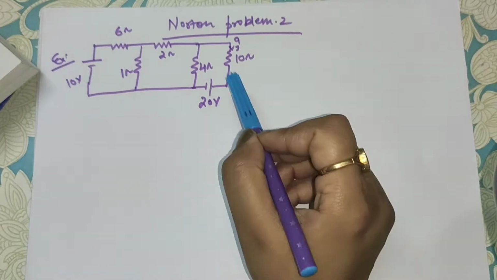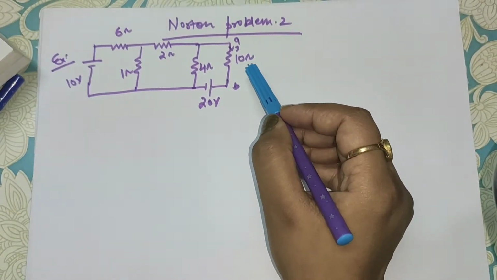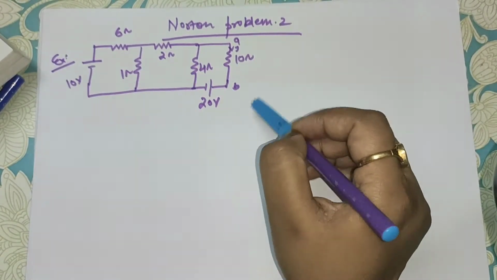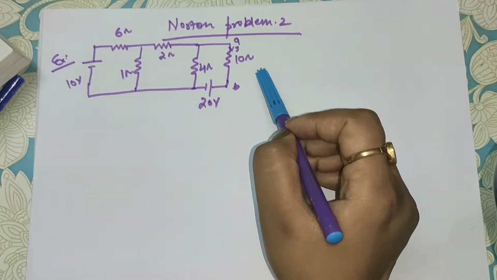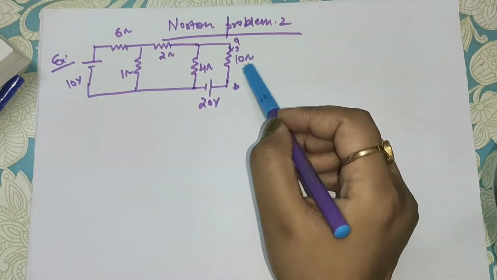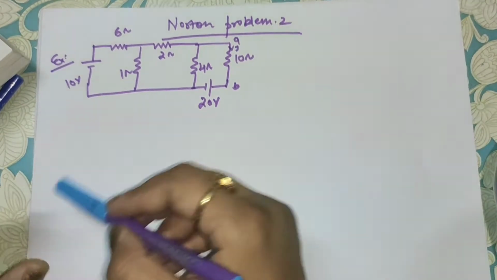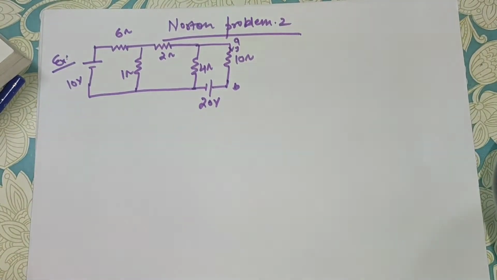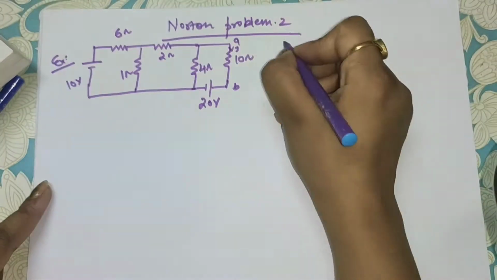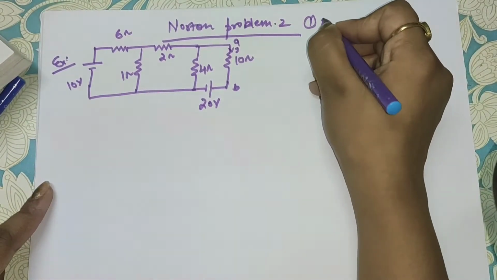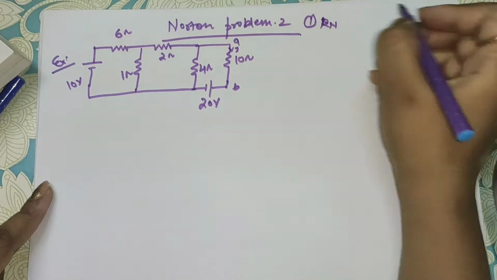So this is our new problem and you have to calculate the Norton equivalent circuit with respect to this 10 ohm resistance. So the load resistance is this, terminal AB. Okay, now what you have to do, first, you have to calculate Rn.